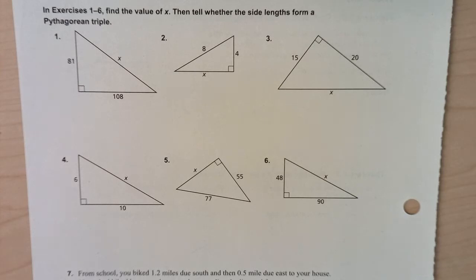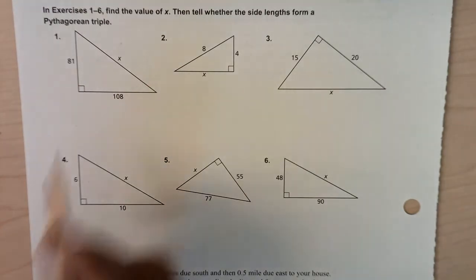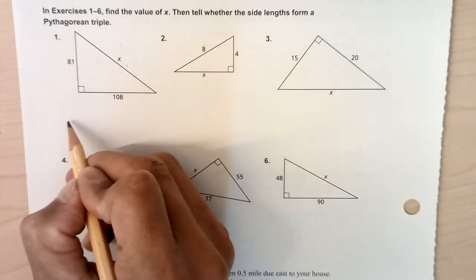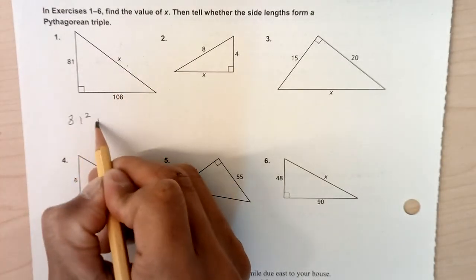Now we'll go over some examples of the Pythagorean theorem, possibly the converse or the Pythagorean inequalities. Problems 1 through 6, you want to find the value of x and then tell whether the sides form a Pythagorean triple or not. So if you end up with a whole number for x, then the three sides would form a Pythagorean triple.